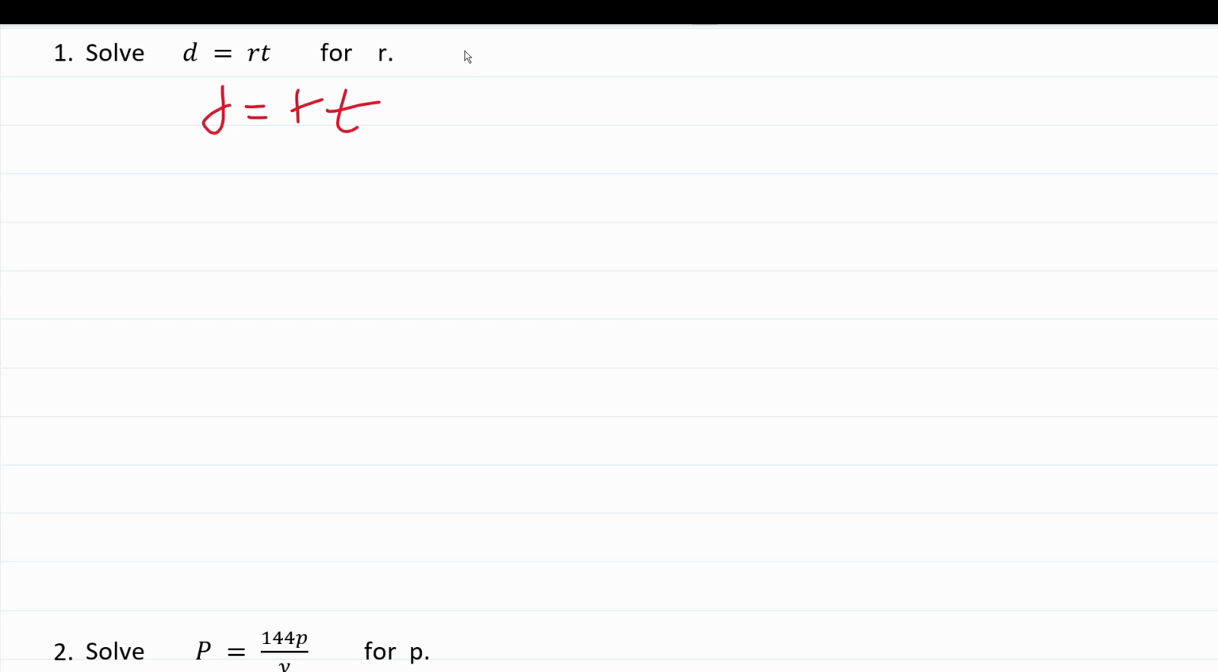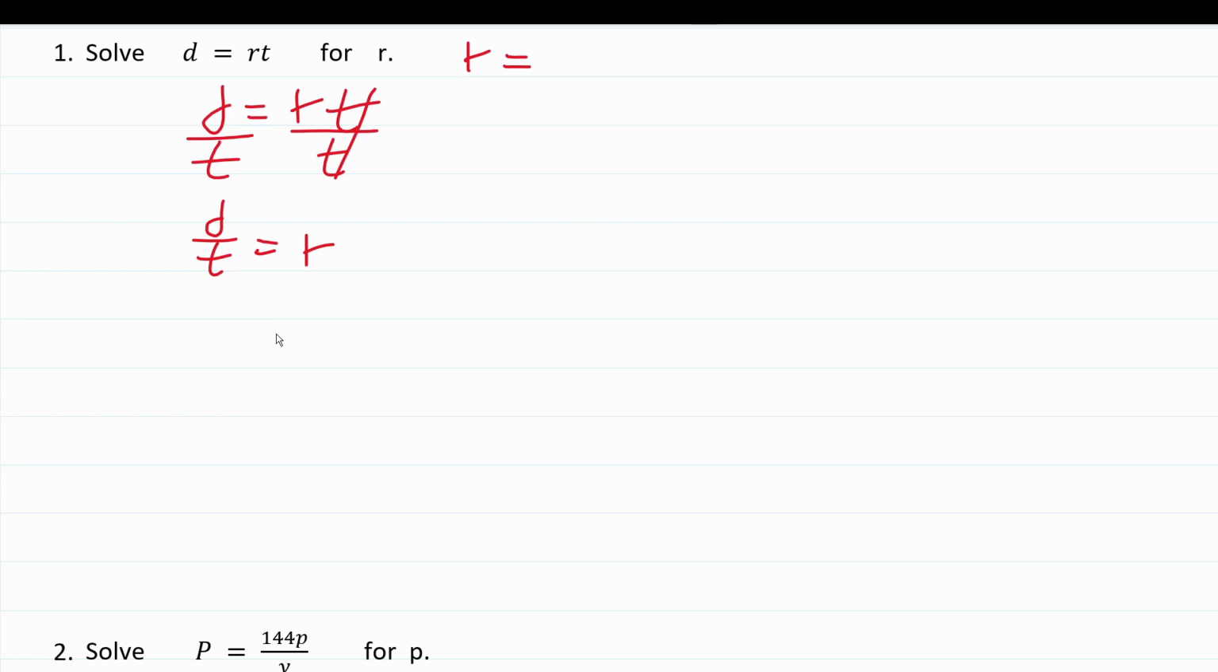That is, we want to solve this literal equation such that we end up with r equal to something by itself. In this case, this says r times t. In order to move this t to this other side of the equal sign, we're going to do the opposite of multiplication, and the opposite of multiplication is division. So we're going to divide both sides by t. This crosses out here, leaving you with r equals d over t.